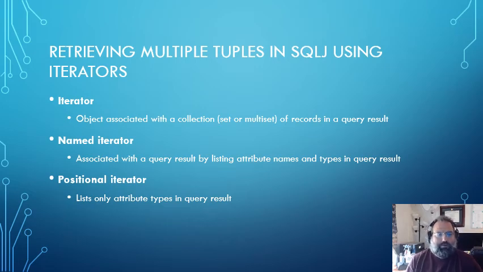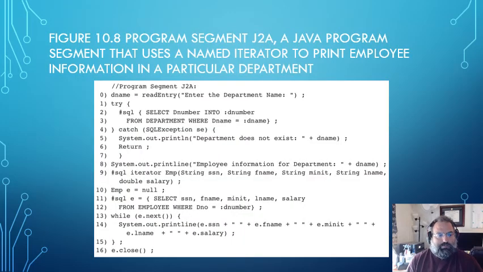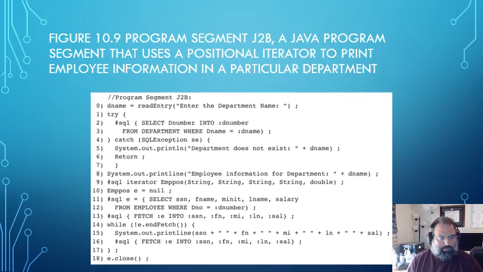Retrieving multiple tuples in SQLJ using iterators. An iterator is an object associated with a collection or set of multiple records in a query result. You typically have a named iterator associated with a query result, and a positional iterator lists only attribute types in the query results. Figure 10.8 is an example of a program that is using a named iterator to print out the employees of a particular department. Figure 10.9 is an example of using a positional iterator to present employee information in a particular department, so position versus the previous example.